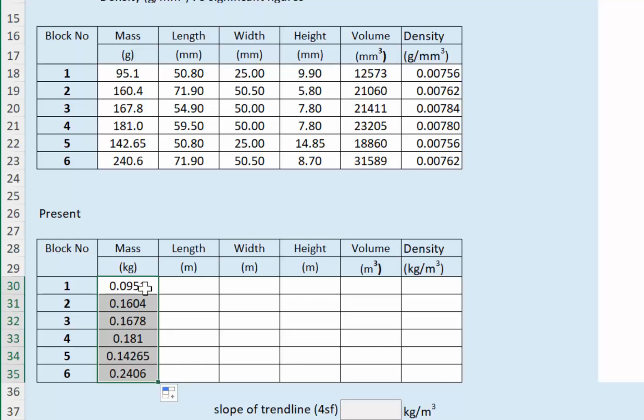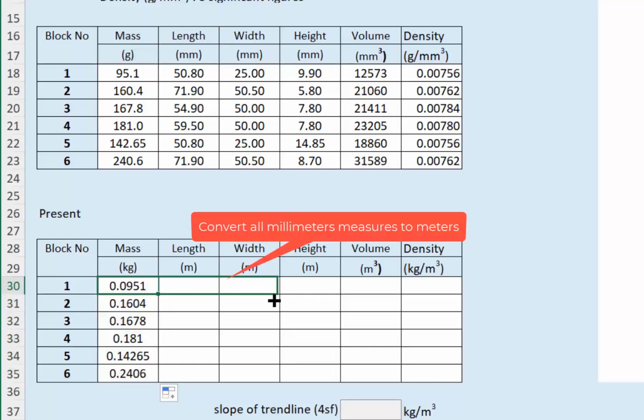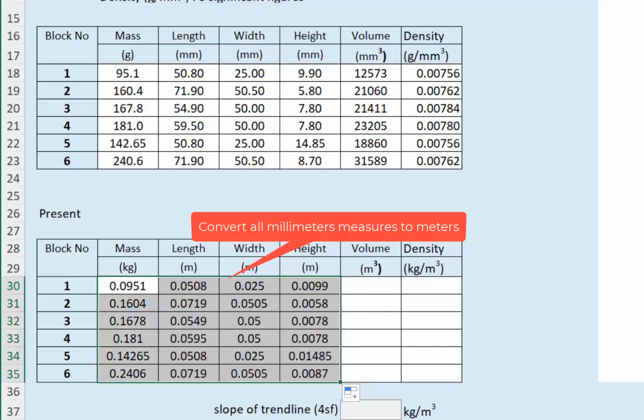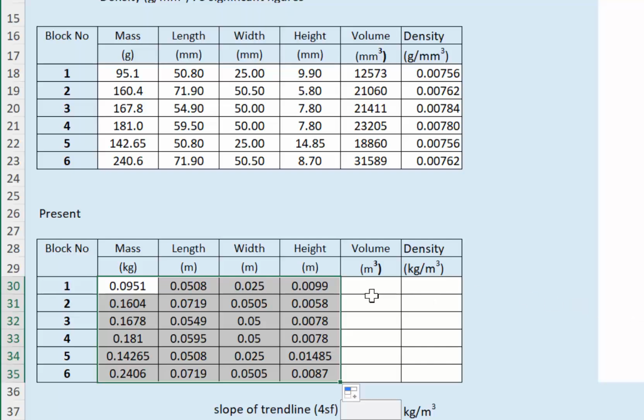Now I can also autofill across the row because length, width and height will be treated the same way, and then autofill down so that all units are now calculated to kilograms and meters. From here, calculate the volume as length times width times height.